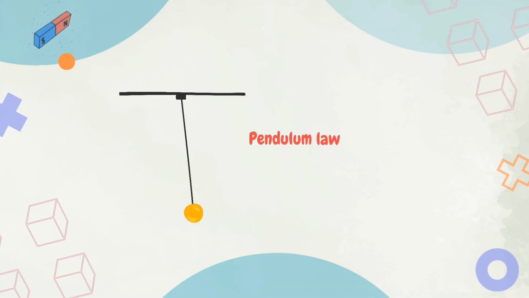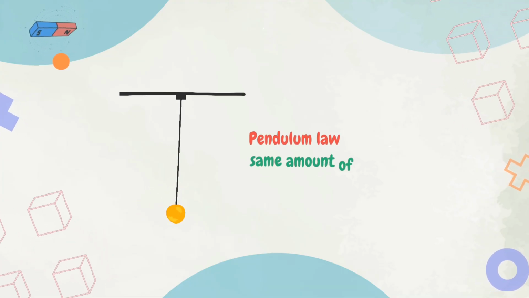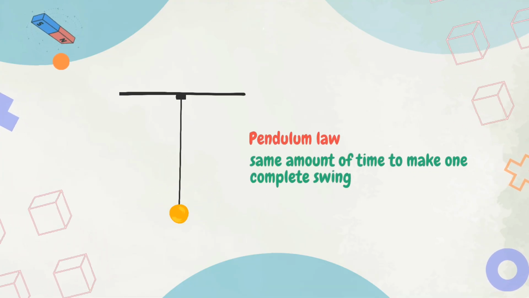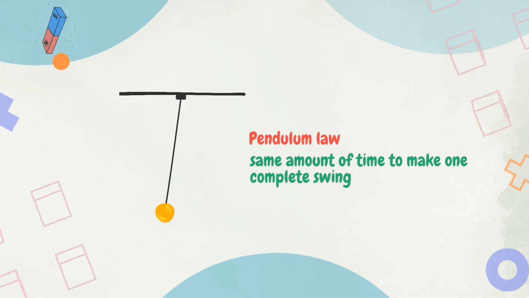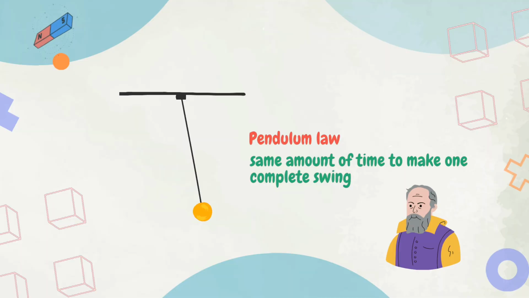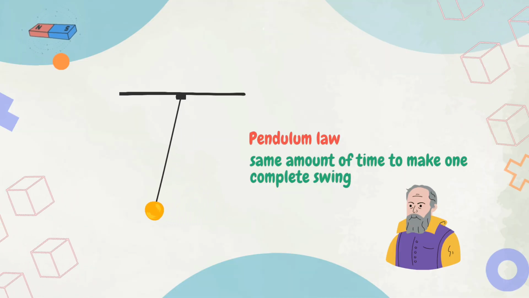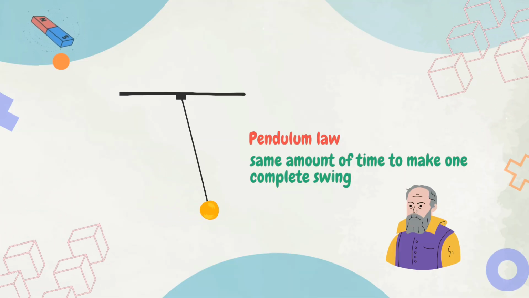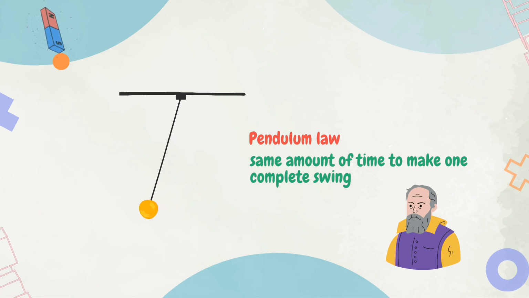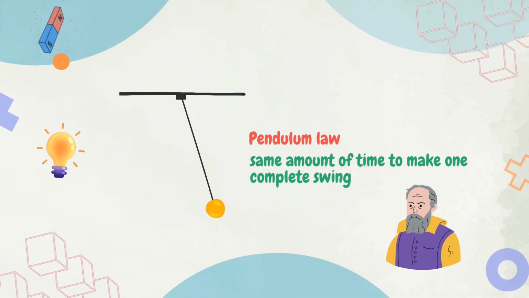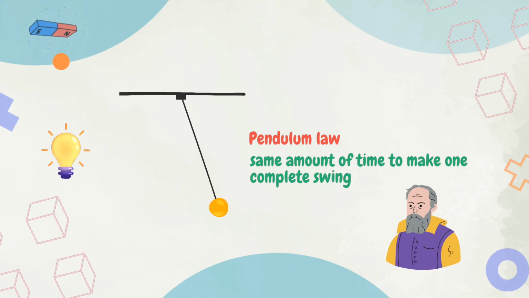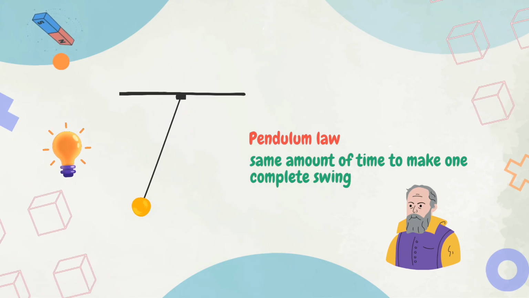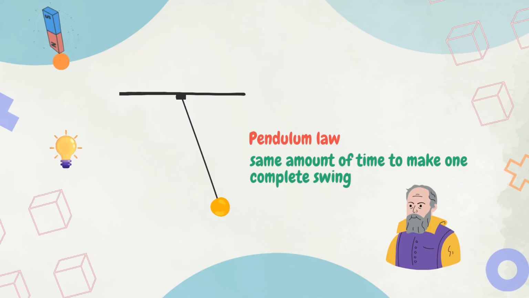According to the pendulum law, the pendulum takes the same amount of time to make one complete swing, that is, to swing back and forth. Pretty cool, right? This discovery by Galileo led to the invention of the pendulum clock, a revolutionary tool for accurate timekeeping in the 17th century. Did you know? In 1656, Christian Huygens perfected the pendulum clock, making it accurate to within seconds per day. Before that, clocks were off by hours.